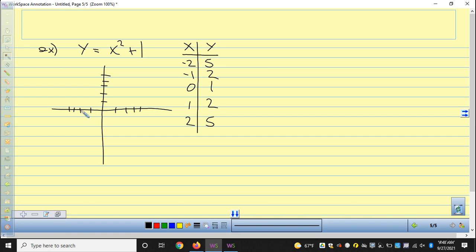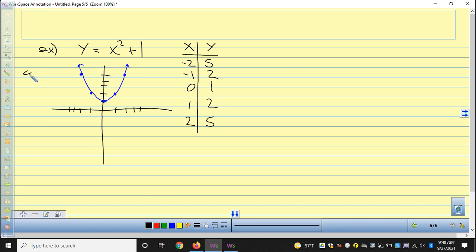So we have negative 2, 5. Negative 1, 2. 0, 1. 1, 2. And 2, 5. And this time I am going to connect those dots because I could plug any number in for x. I could plug a fraction in. 1.5, 2.5, negative 5.5, negative 0.001. I could plug any of those in and calculate, so any of these points in between the ones we plotted would still be on the graph.